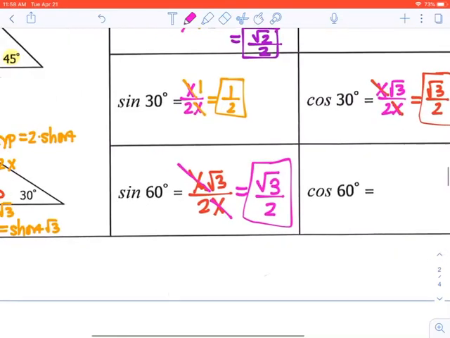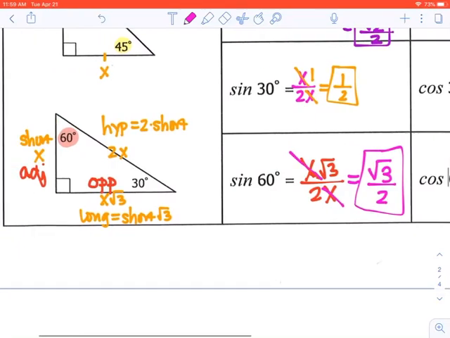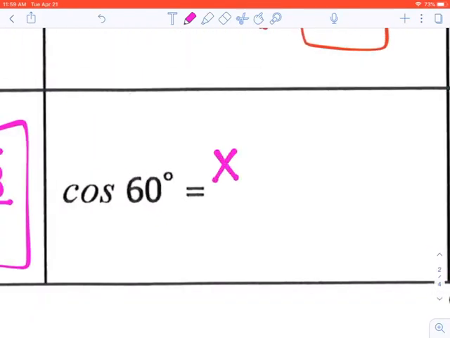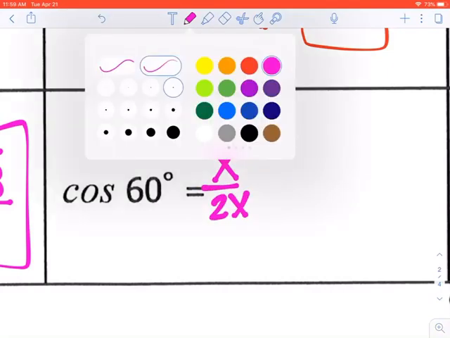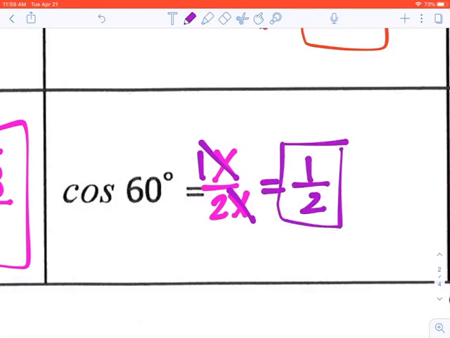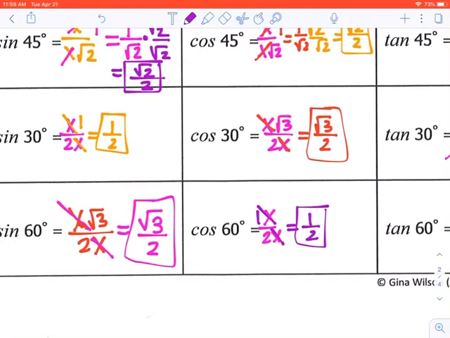So cosine of 60, adjacent over hypotenuse. The adjacent is x, the hypotenuse is 2x. So we have x over 2x, and just like above, the x's cancel. We're left with 1 on the top, so it's 1/2. Cosine of 60 will always be 1/2. Notice the sine of 30 and the cosine of 60 are the same.